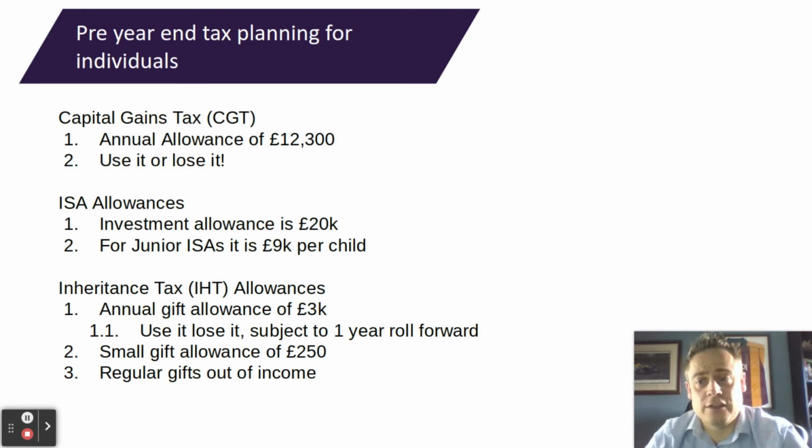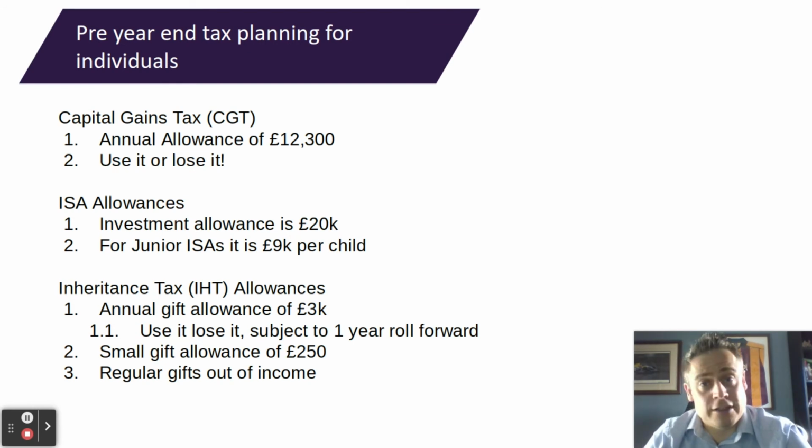For investors, those of you who invest into ISAs, there's an annual investment allowance of £20,000. You can only put £20,000 a year into an ISA. If you've maximised that, or if you like to maximise that every year and you haven't yet done so, best to do that before the 5th of April. If you're investing in ISAs for your children, then the maximum you can invest per child in any given tax year is £9,000. Again, worth looking at that and deciding whether you want to max that out this year.